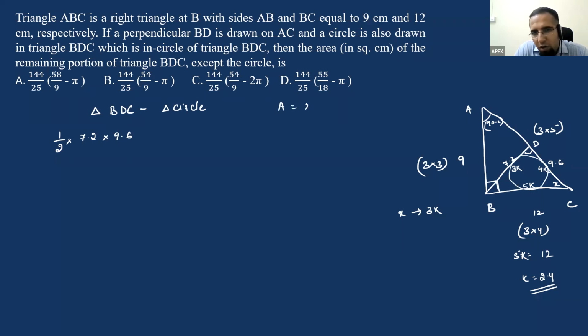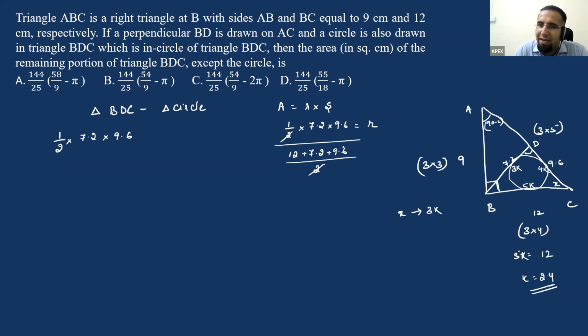Area is equal to R into S. So inradius will be area by semi-perimeter. Clear? What is the area of this triangle? The area of this triangle is half into 7.2 into 9.6, which is equal to R divided by semi-perimeter. What is semi-perimeter? That is A plus B plus C divided by 2, which is 12 plus 7.2 plus 9.6 divided by 2. So this gets cancelled.